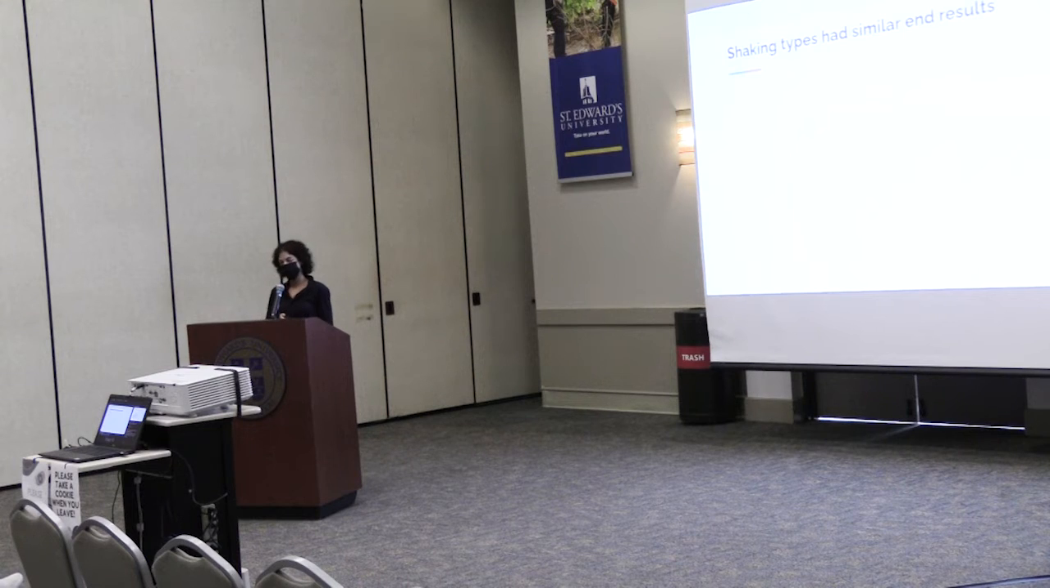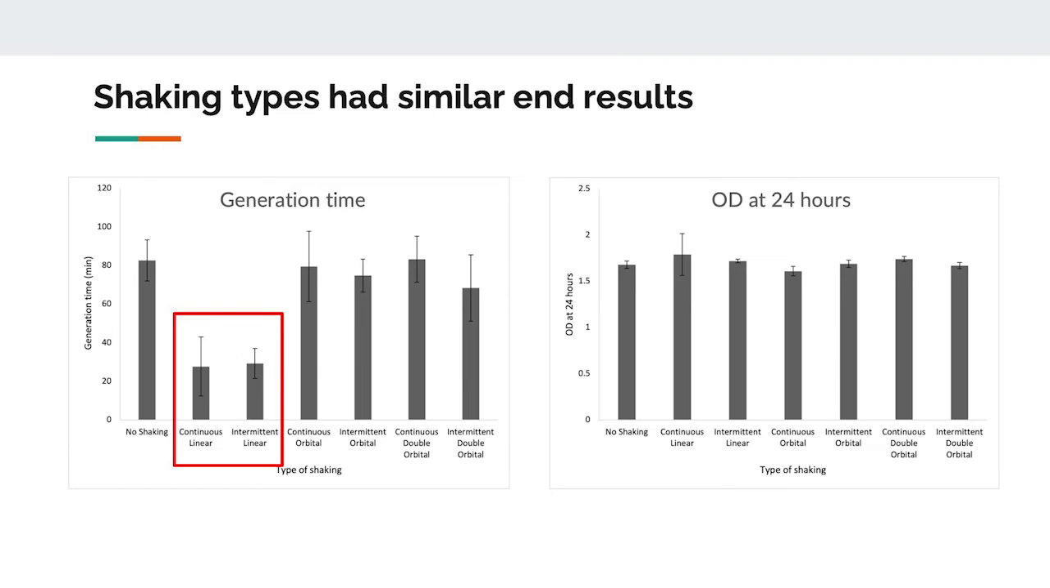So for our results, we saw that for generation times, most of the shakings had similar generation times, which was around 80 minutes. But our linear shakings had really low generation times, which was around 30 minutes, so they were doubling way faster than the other ones. But even though that was happening, when looking at the OD at 24 hours, they all grew the same.